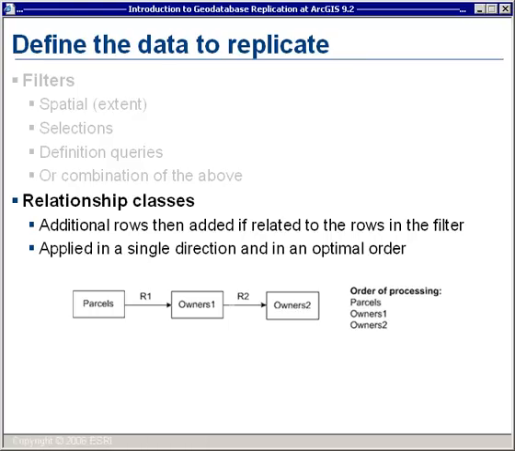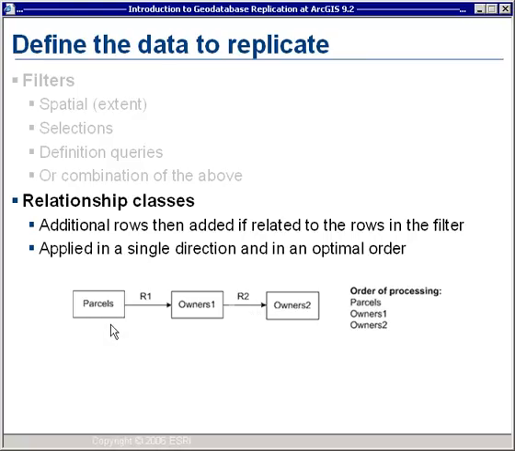So in my diagram here, I have a parcels feature class. This parcels feature class is related to the owners 1 table through a relationship class called R1. And this owners 1 table is then related to another table, owners 2, through a second relationship class, R2.